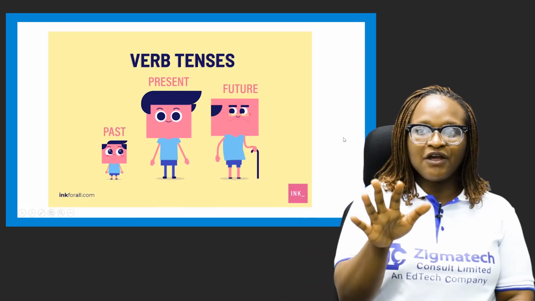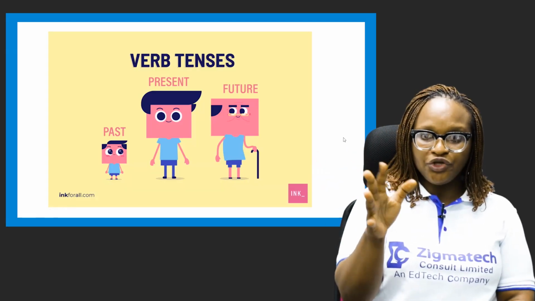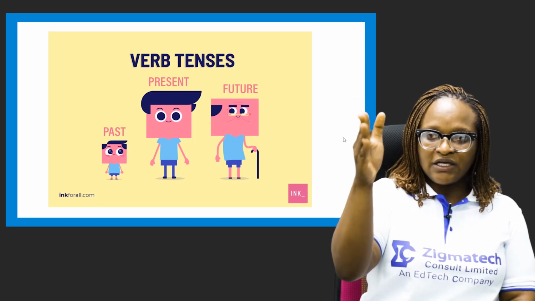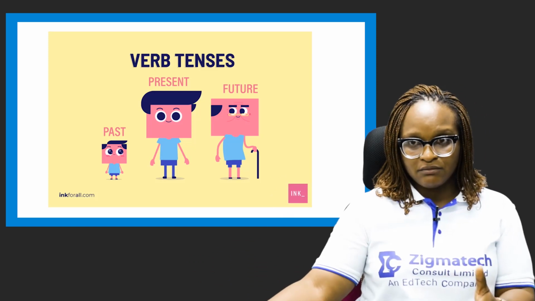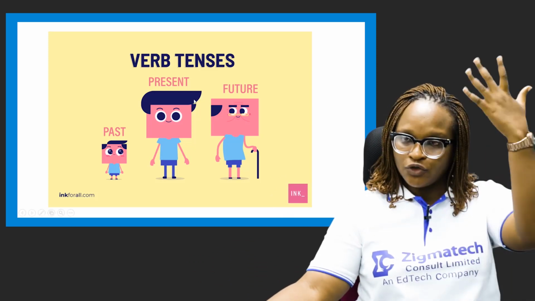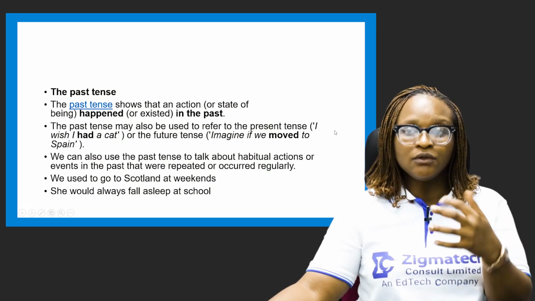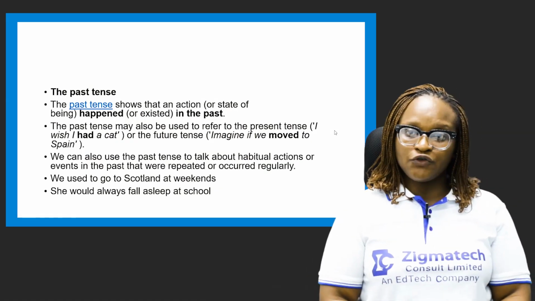So this is what we have, verb tenses. So you have the past tense, you have the present tense, you have the future tense. So present, now, past, then future, what will happen. That's why we always use the auxiliary verb will when we want to talk about future.